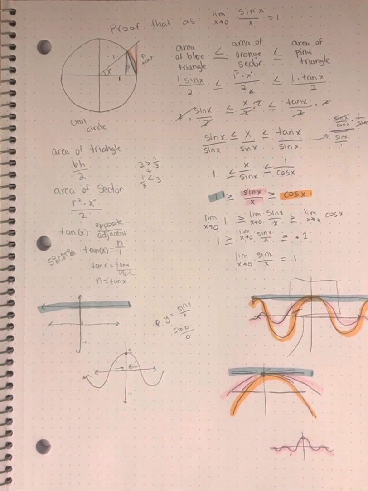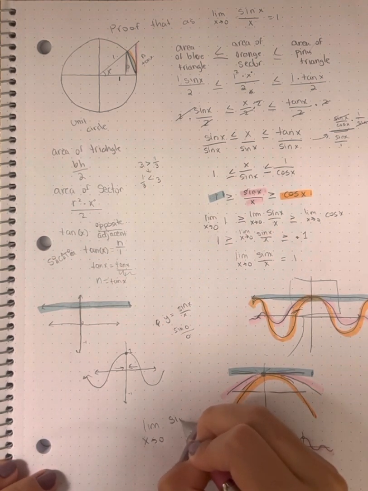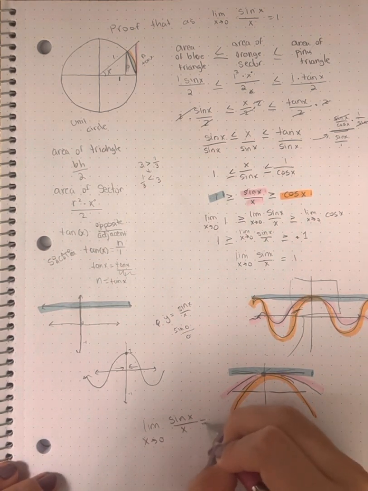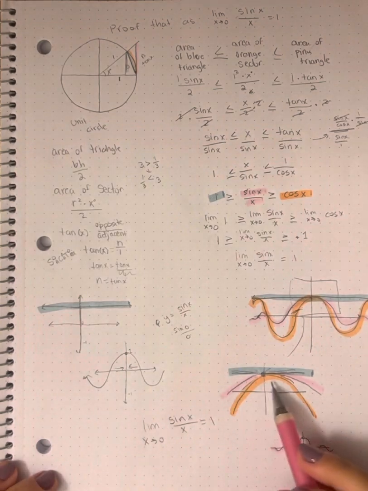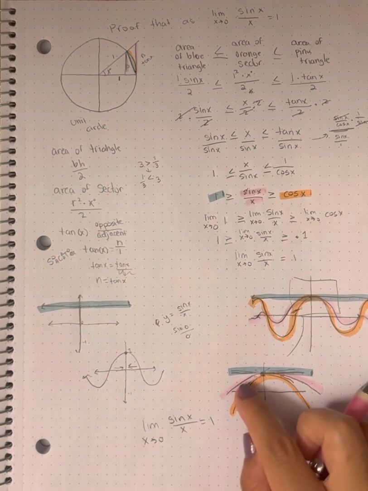But because of these compressing functions, we now know that the limit as x approaches 0 of sine of x over x is equal to 1, because of the compressing factors from y equals cosine of x and y equals 1.